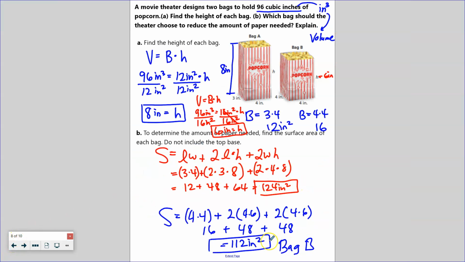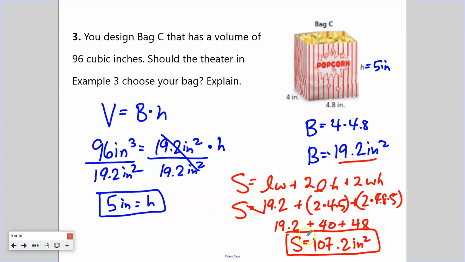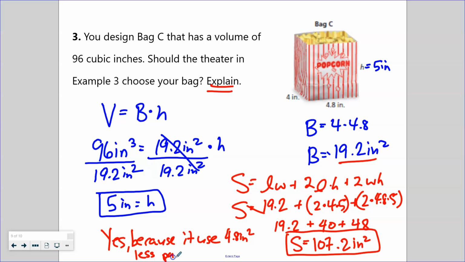So if we're looking at the 3 different options that we have, we have 124, we have 112, we have 107.2. So what would we explain? Would we choose bag C? And we say yes, we would. Because it uses 112 minus 107.2, 4.8 inches squared less paper.